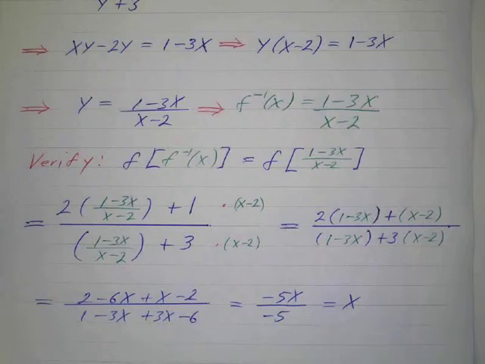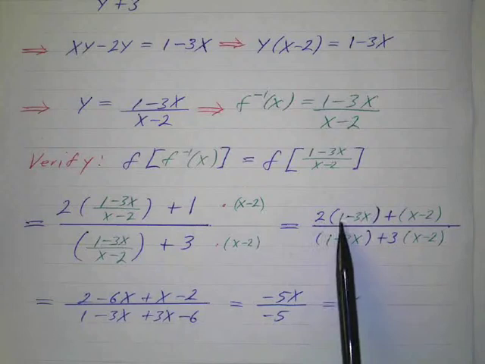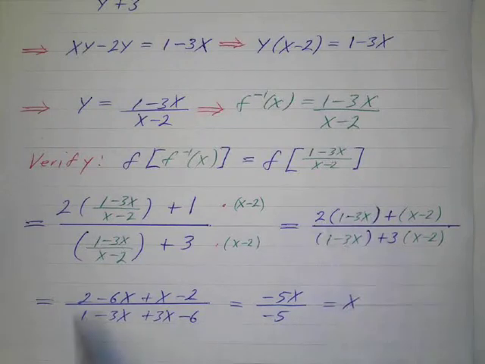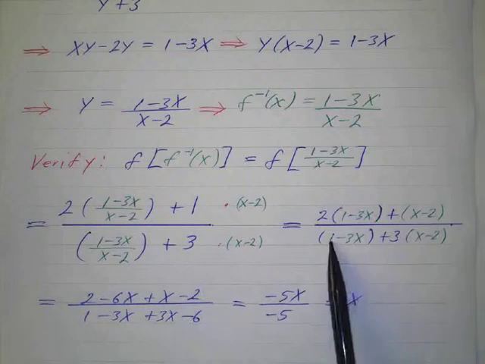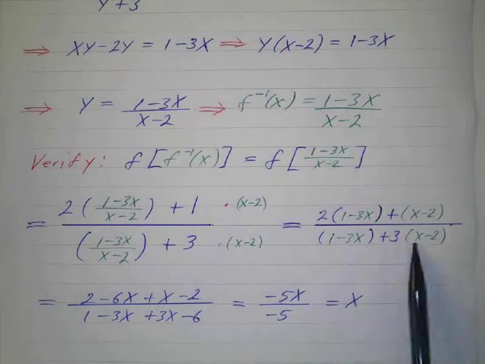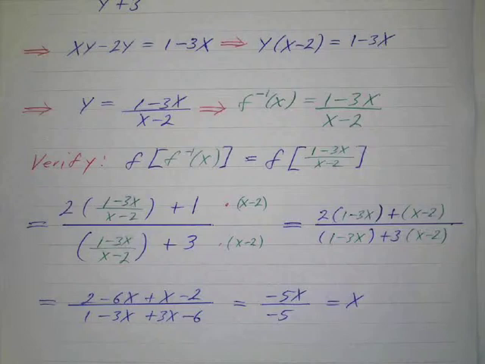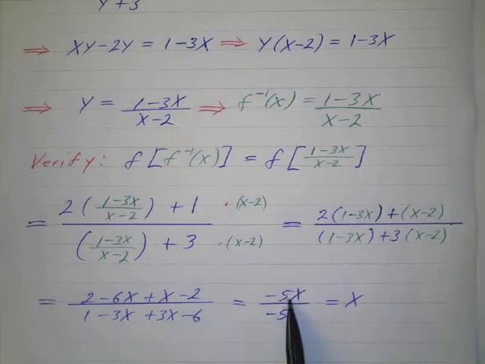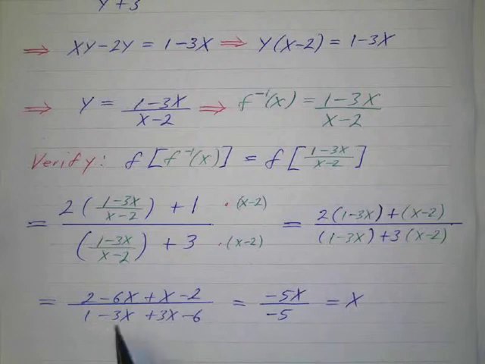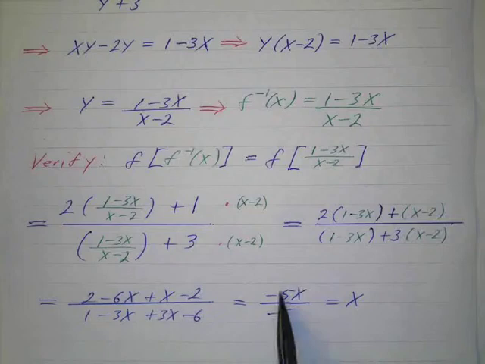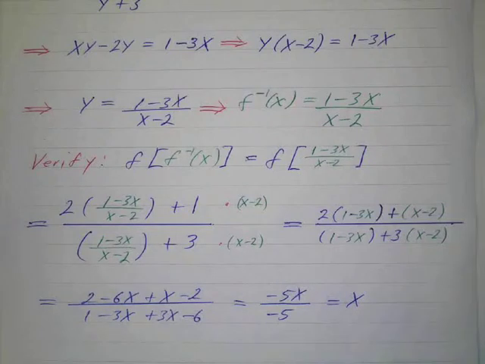Then we'll multiply these out using the distributive property: 2 minus 6x plus x minus 2 on the top, and 1 minus 3x plus 3x minus 6 on the bottom. And then if I simplify, 2 minus 2 is 0, so I got negative 6x plus x is negative 5x. Negative 3x plus 3x is 0, and 1 minus 6 is negative 5. Negative 5 over negative 5 is just 1, so I get x.